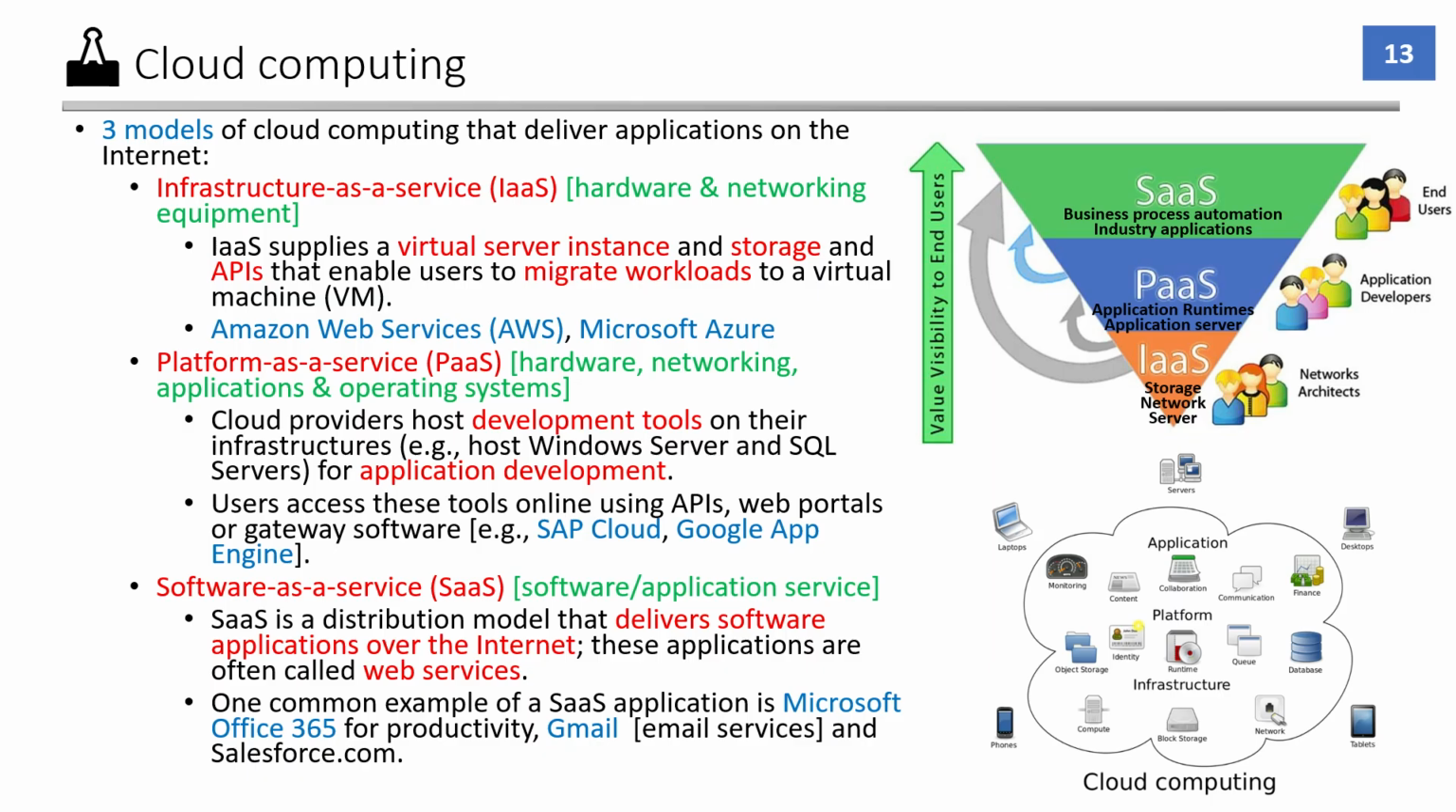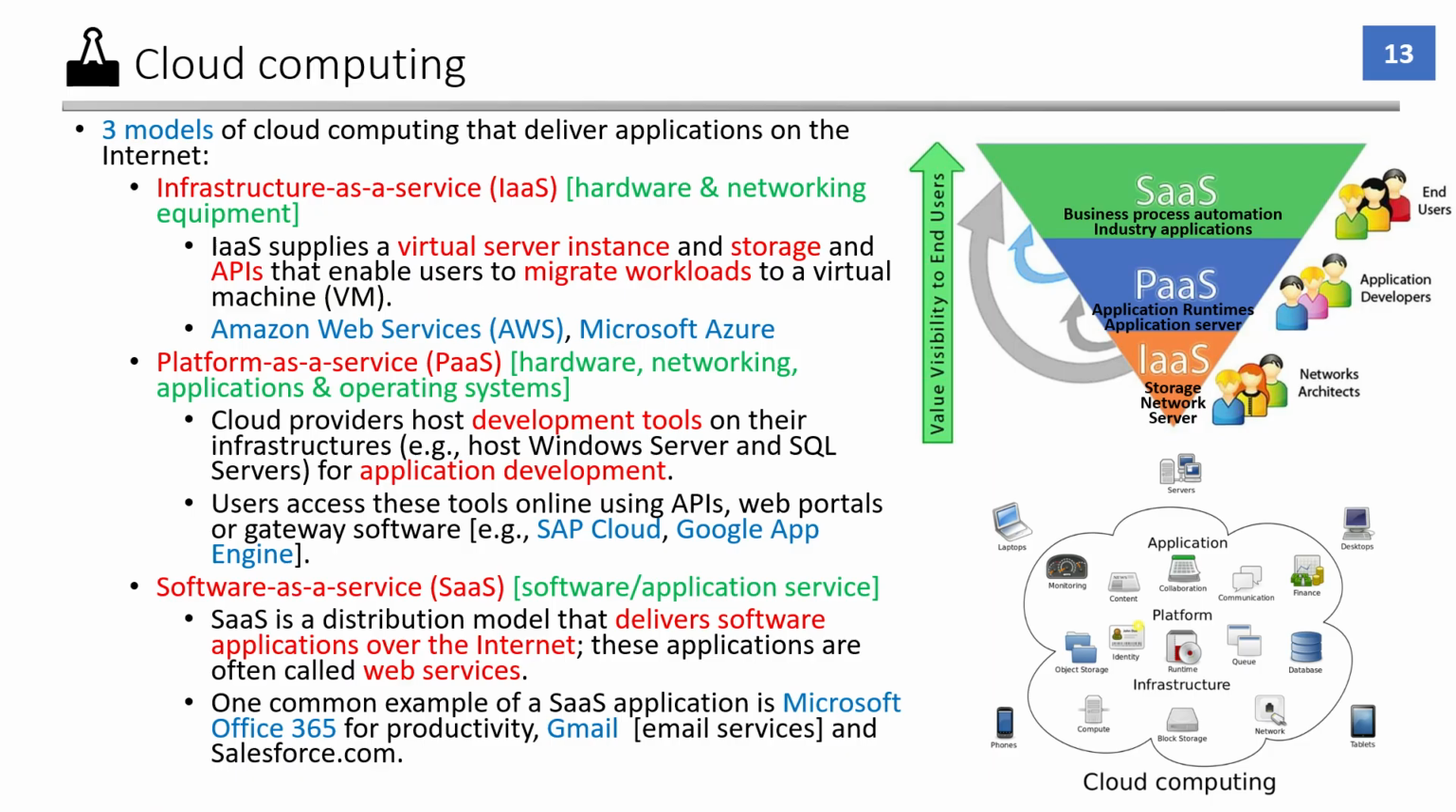Cloud computing services are commonly delivered through three main models, depending on how much control users have and what the provider manages. The first model is Infrastructure as a Service, or IaaS. In this model, cloud providers offer basic computing resources such as virtual servers, storage, and networking. Users can install their own operating systems and applications. Common examples include Amazon Web Services (AWS) and Microsoft Azure.